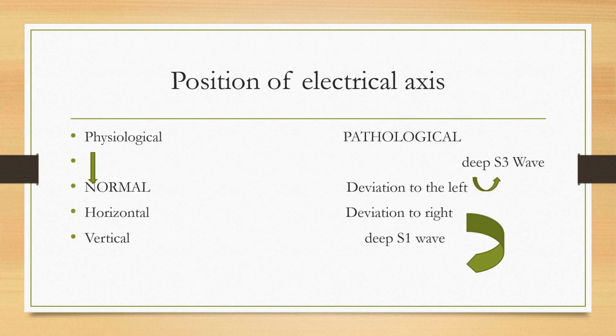Then, according to the scheme, our next task is to find the position of the electrical axis. The position of the electrical axis may be physiological or pathological. In the physiological case, we have three axes: normal axis, horizontal axis, and vertical axis. While in the pathological case, the axis deviates either to the left or to the right. How can we say the axis deviates to the left or to the right?